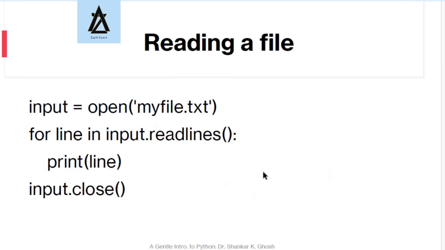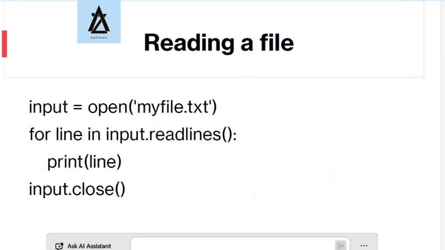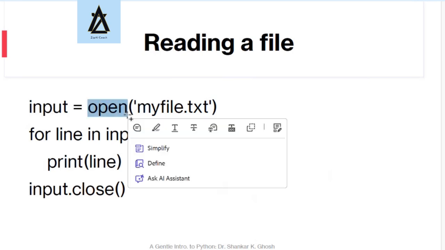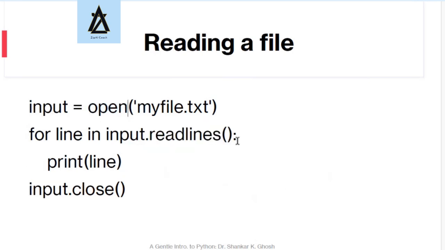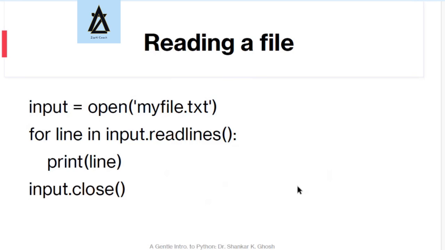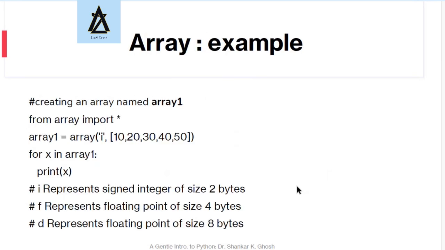Okay, so reading a file. How to read a file? For example, if you have written something in a text file and you want to open it, you use the open command, and then for line in input.readlines(), print line, and then you close. This is how we read a file in Python. Okay, so let's take a 1 minute break, and then I will start again.